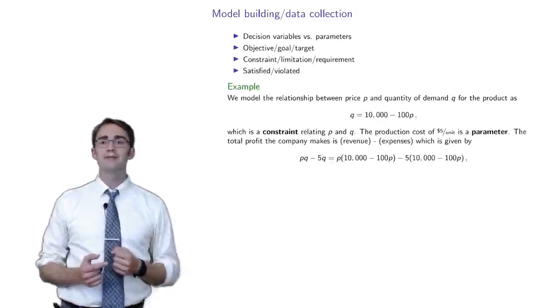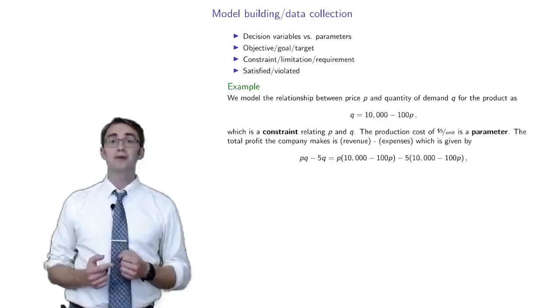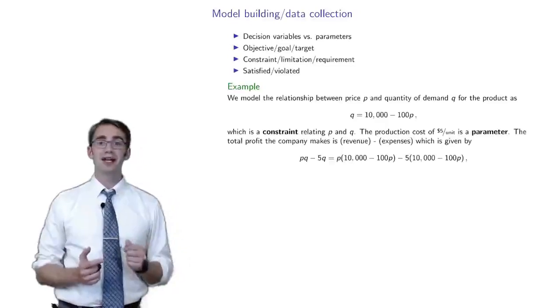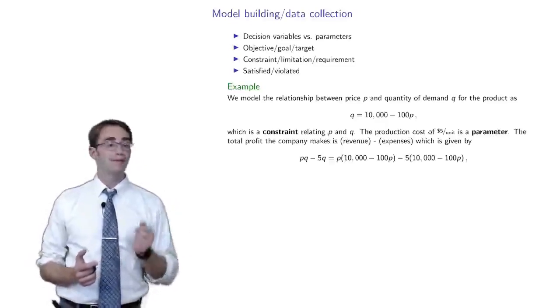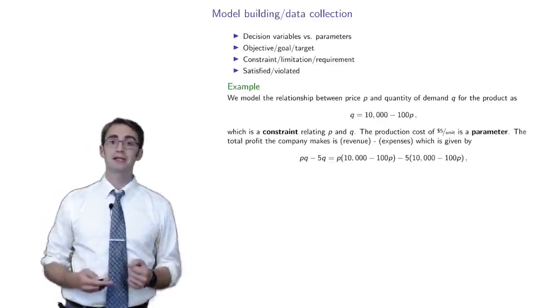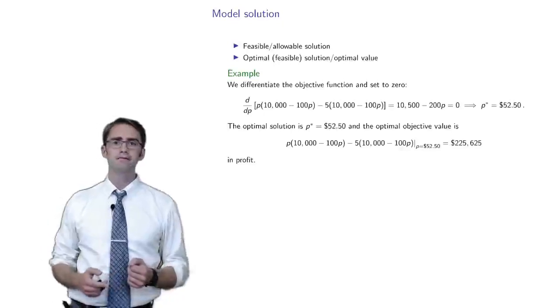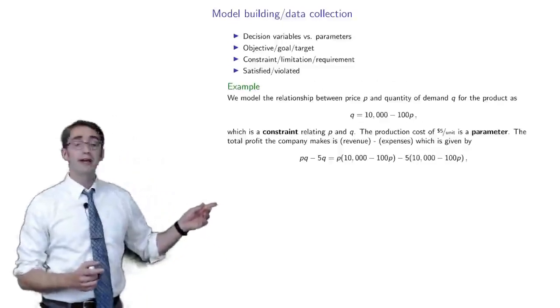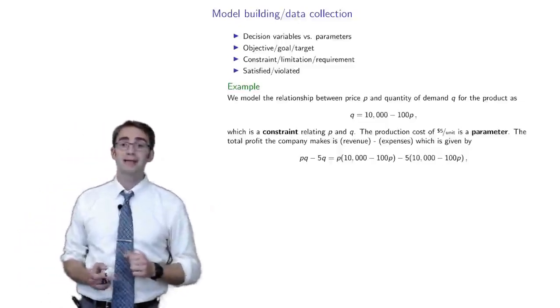It's 5 times the quantity, 10,000 minus 100 times P. Our objective function is to find the value of this variable P that makes this as large as possible. We want our profit to be as big as we can possibly get it to be. Model solution. So now we've reduced things to finding the value of P that maximizes this expression.